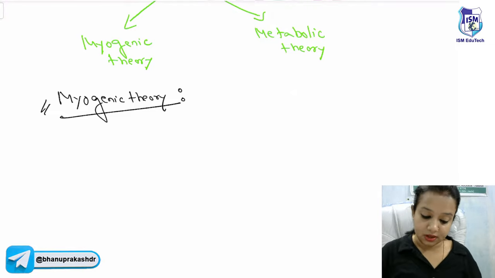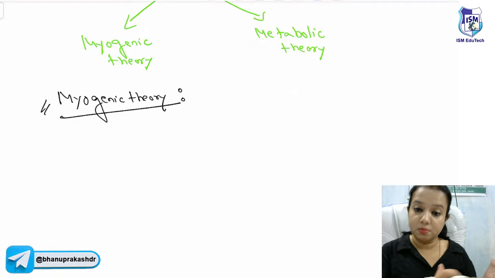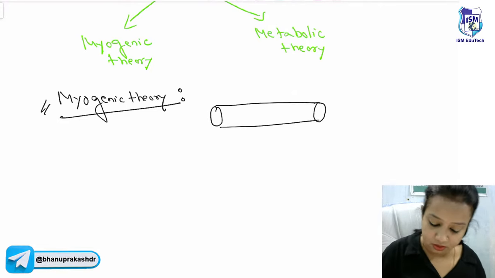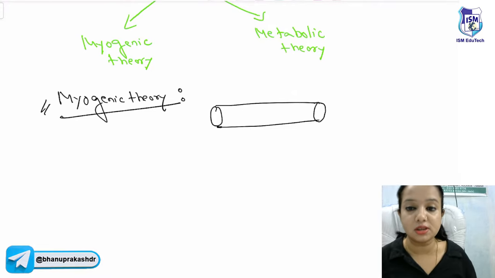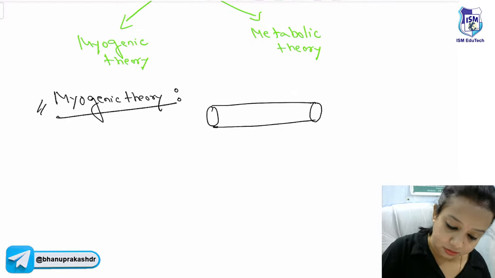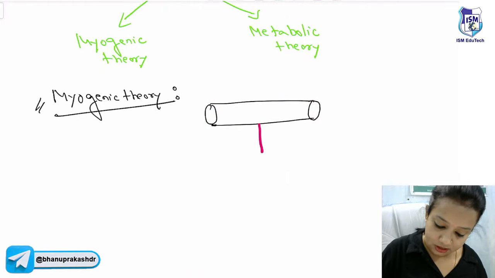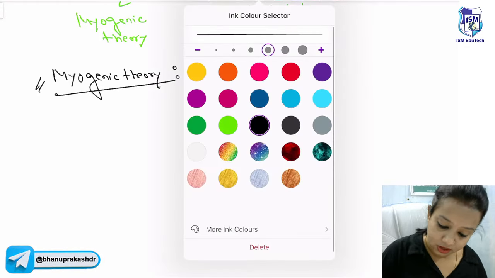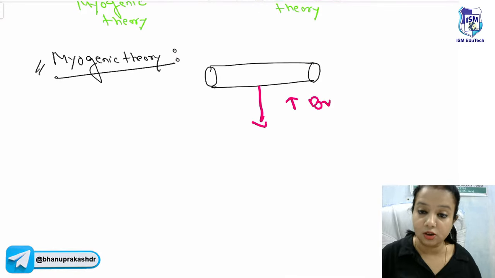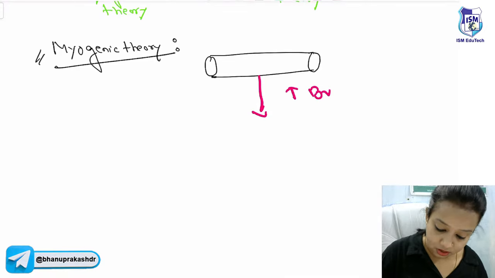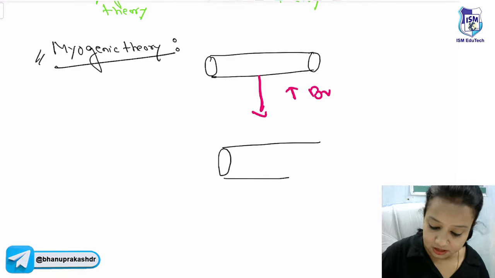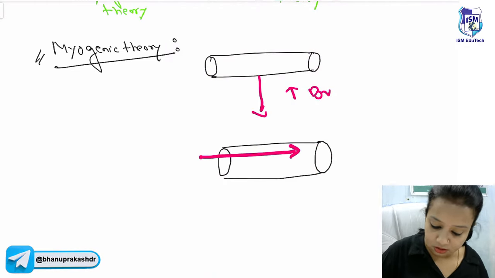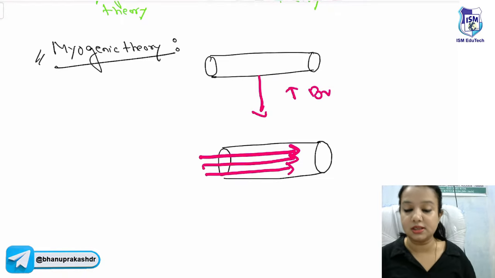Myogenic theory means that the blood vessel, when more blood is entering through it, say for example, this is a blood vessel, through which the blood goes and reaches the heart. Depending on the blood flow, suppose there is increased blood flow. This blood vessel, which is made up of smooth muscle and also has elastic tissue, will increase its diameter, and there can be more inflow of blood whenever there is increased blood pressure.